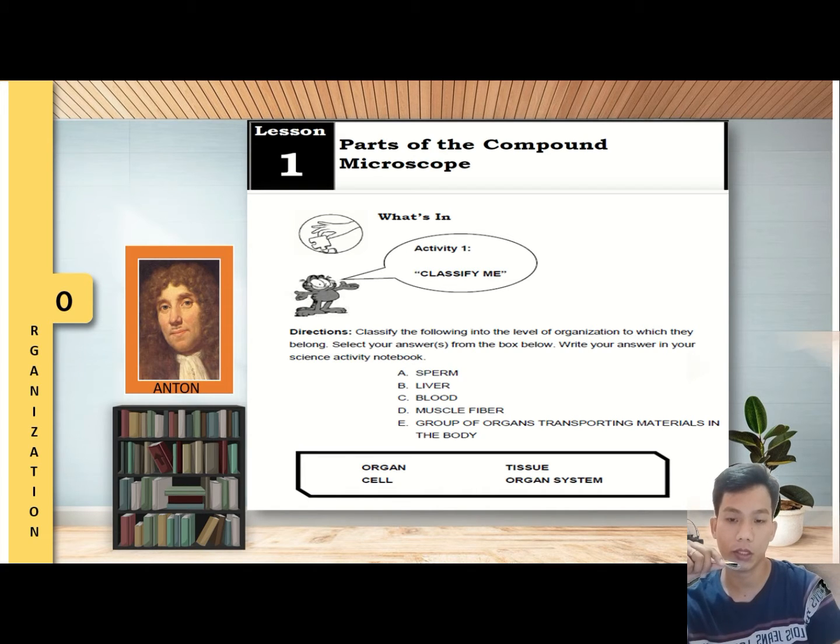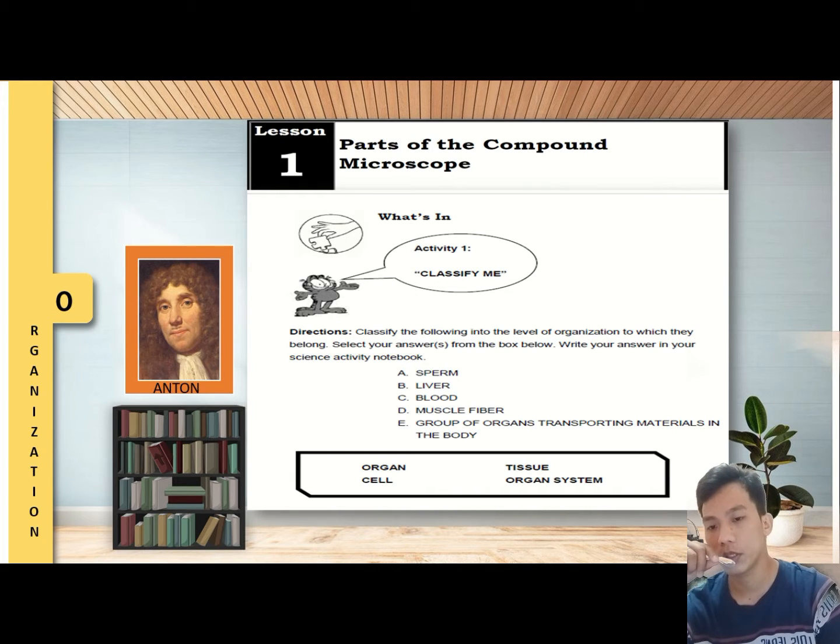Next, we have your Lesson 1, parts of the compound microscope. Activity 1 is to classify. The direction is to choose one classification of level of organization from the box below. For example, sperm: is it an organ, cell, tissue, or organ system? Liver: is it an organ, cell, tissue, or organ system? Write your answers in your science activity notebook.